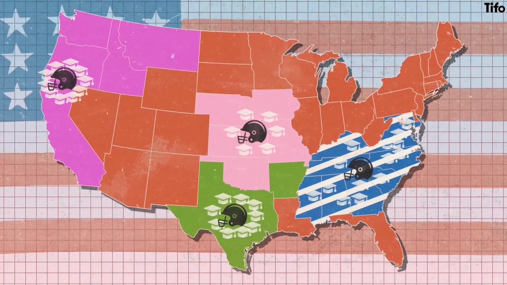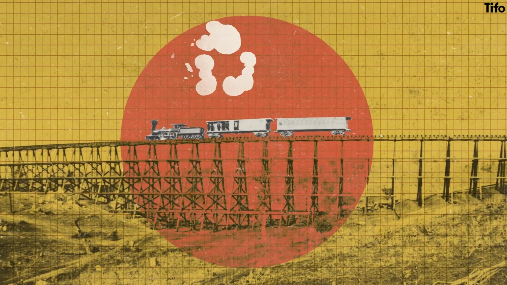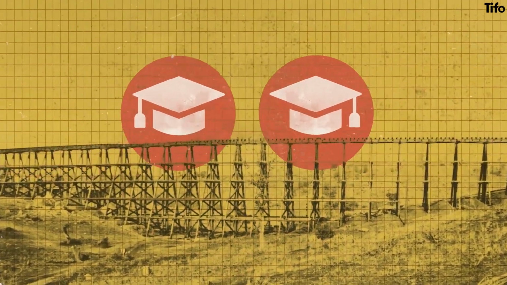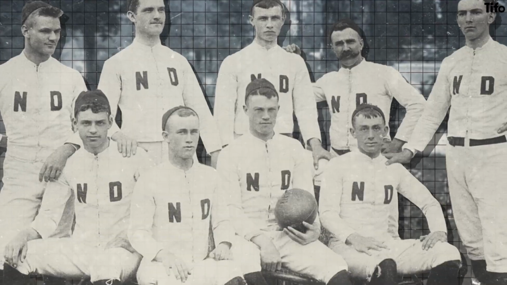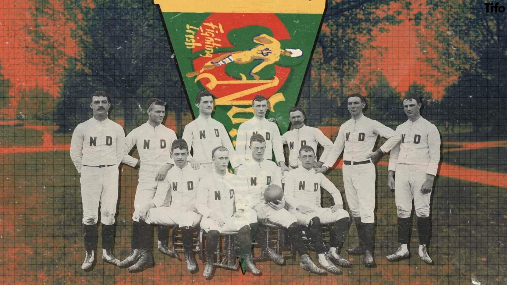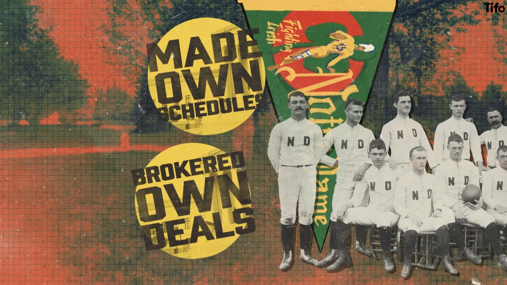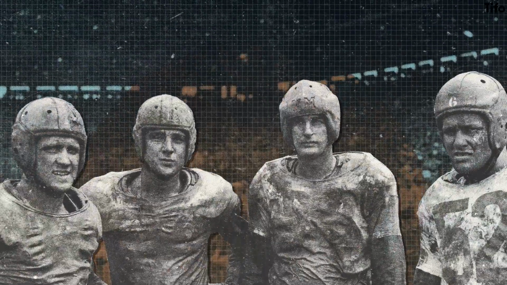All of this was occurring at a time when schools still traveled to games by train, so it made sense to align with the closest schools possible. And since most teams played each other every year, heated local rivalries began. Many other universities opted to remain independent in football, most notably Notre Dame. While they followed the rules and regulations of the NCAA, they made their own schedule and brokered their own deals with bowl games.